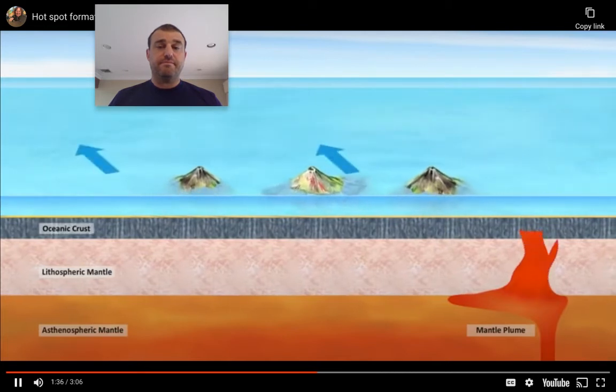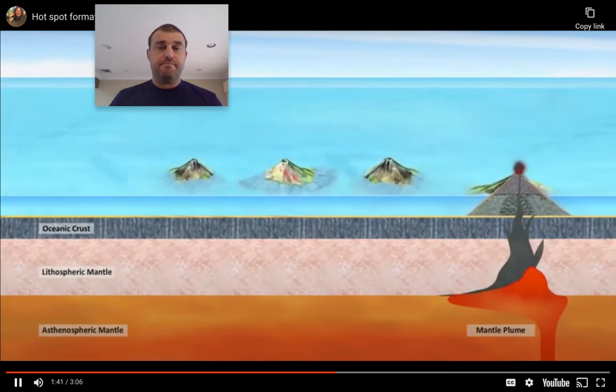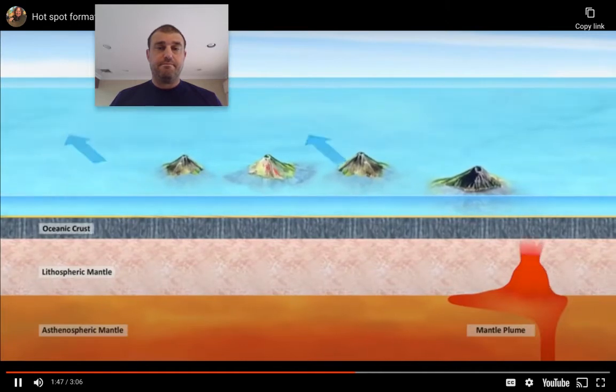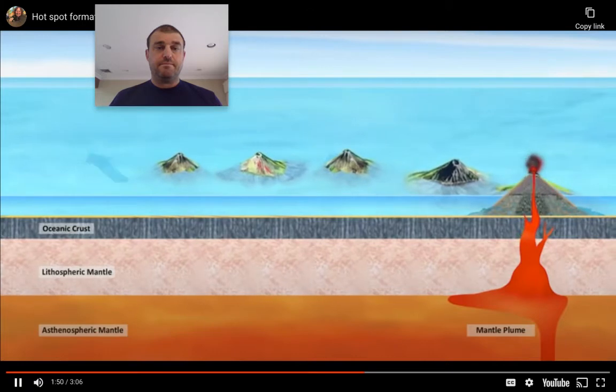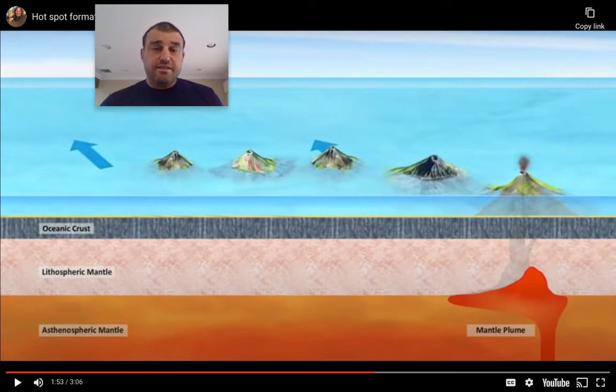When the plate motion changes, so does the direction of the volcanic island chain. The inactive older islands cool and subside with distance to the heat source and experience significant erosion. So what he just said there is that as the island moves away from the hotspot, it cools and subsides, which means it starts to sink. And the reason that happens is cold rock gets denser. So the hotspot is less dense, so it rises.